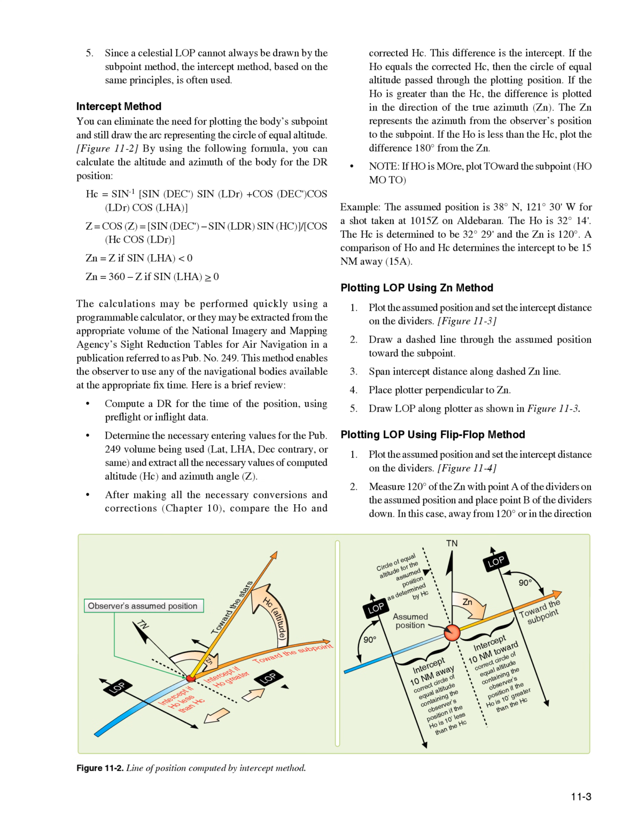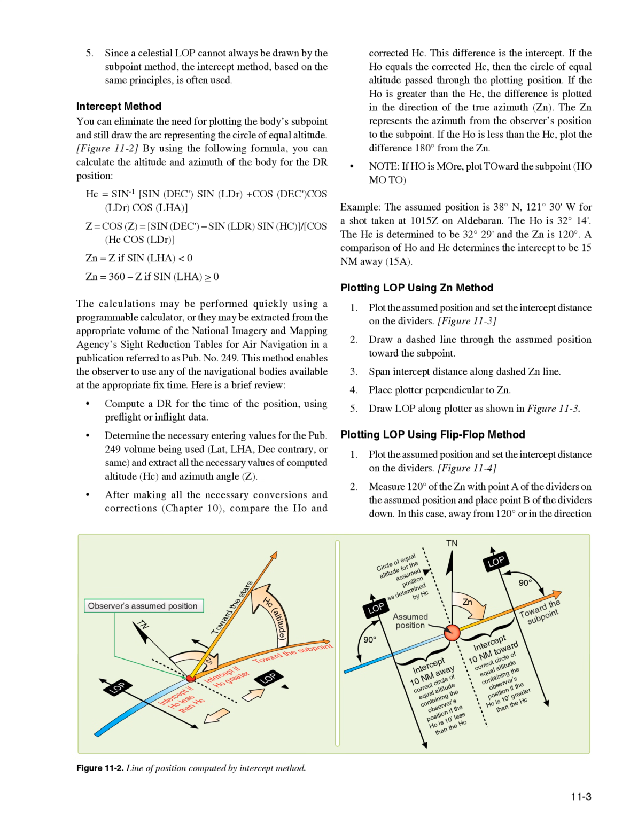Figure 11.2. By using the following formula, you can calculate the altitude and azimuth of the body for the DR position. Hc equals sin⁻¹ of (sin dec sin LDR plus cos dec cos LDR cos LHA). Z equals cos⁻¹ of ((sin dec minus sin LDR sin Hc) divided by (cos Hc cos LDR)). Zn equals Z if sin LHA is less than 0. Zn equals 360 minus Z if sin LHA is greater than 0.